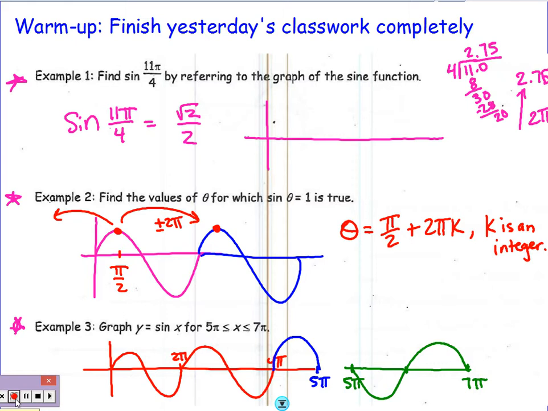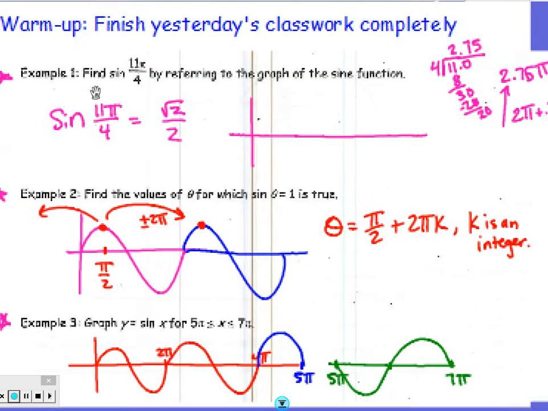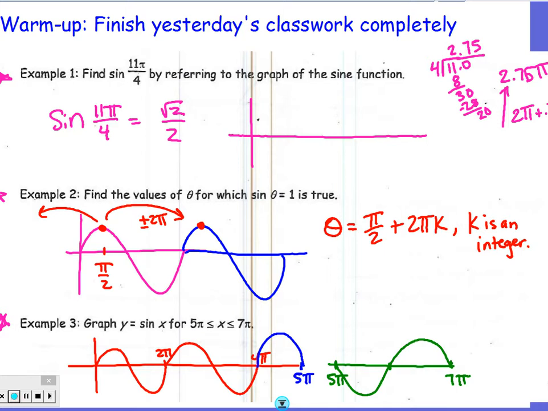All right, please pay attention. Thank you, everyone. So if we are going to find sine of 11 pi over 4, we need to think about where we are in the cycle. We know that sine takes one full period, and it takes 2 pi units to go one full cycle. Then it's going to repeat again.